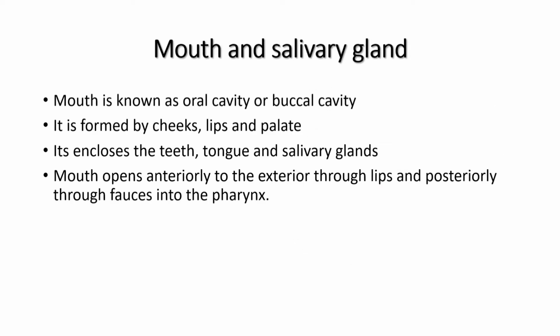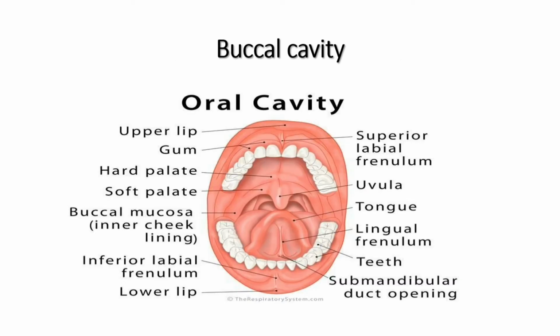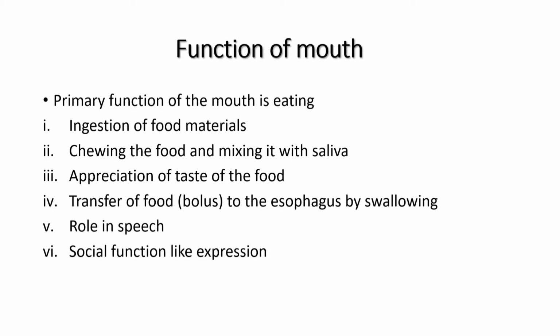Mouth and salivary gland. The mouth is known as the oral cavity or buccal cavity. It is formed by cheeks, lips, and palate. It encloses the teeth, tongue, and salivary glands. The mouth opens anteriorly to the exterior through the lips and posteriorly through the fauces into the pharynx.